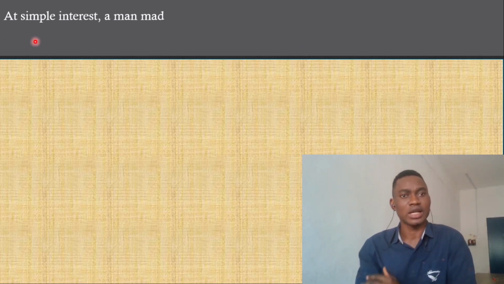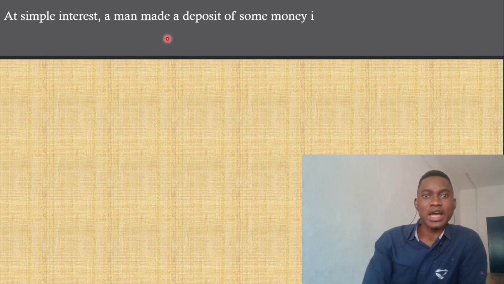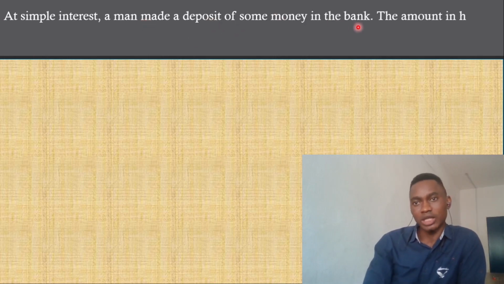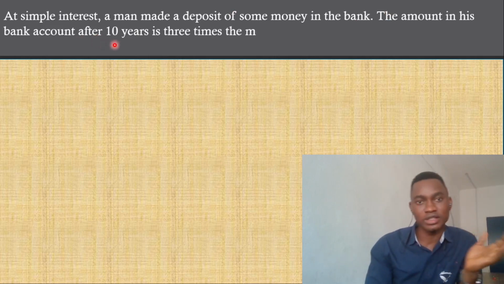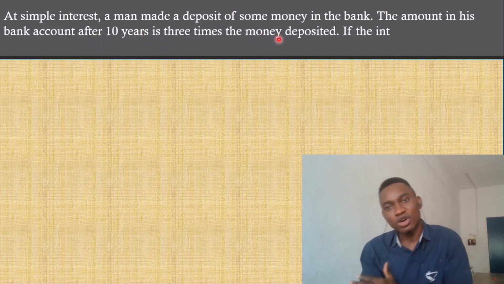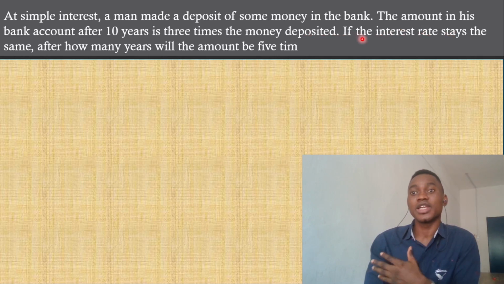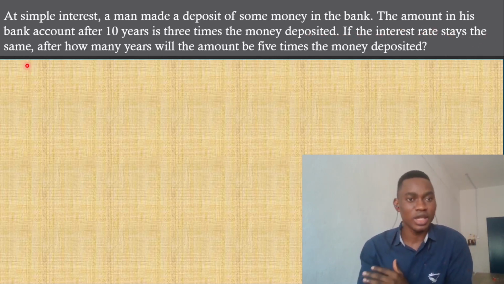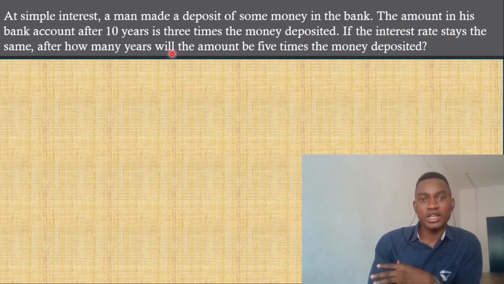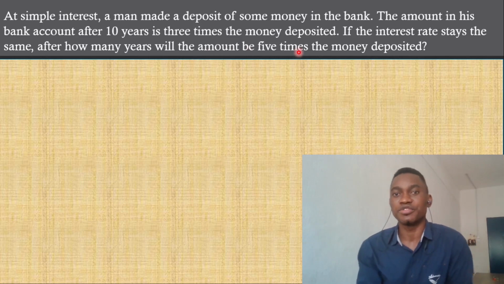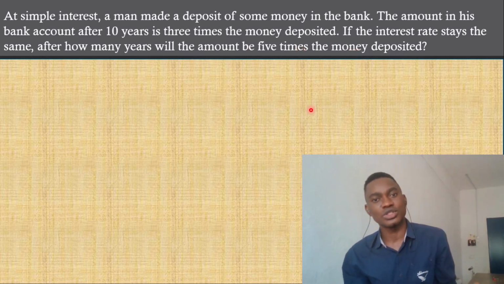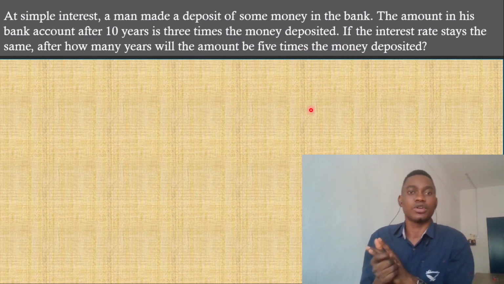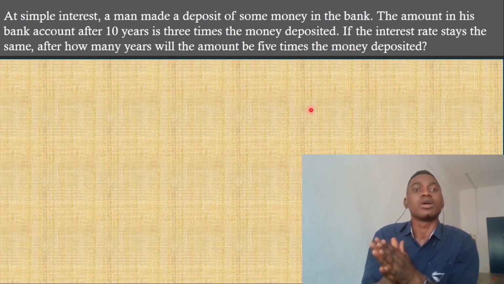It's a simple interest question. It says, at simple interest, a man made a deposit of some money in the bank. The amount in his bank account after 10 years is three times the money deposited. If the interest rate stays the same, after how many years will the amount be five times the money deposited? This is the question. You can read it again for a proper understanding.